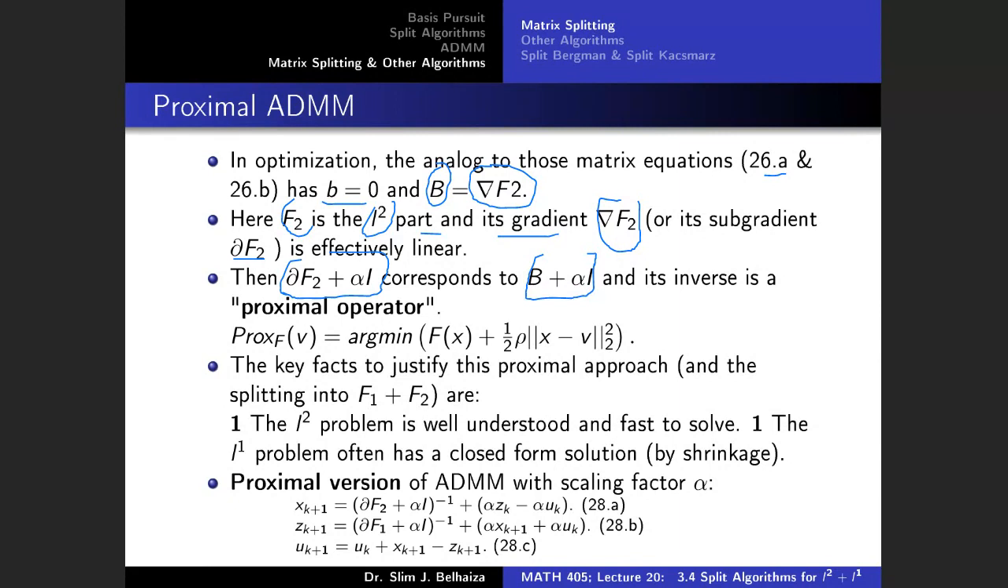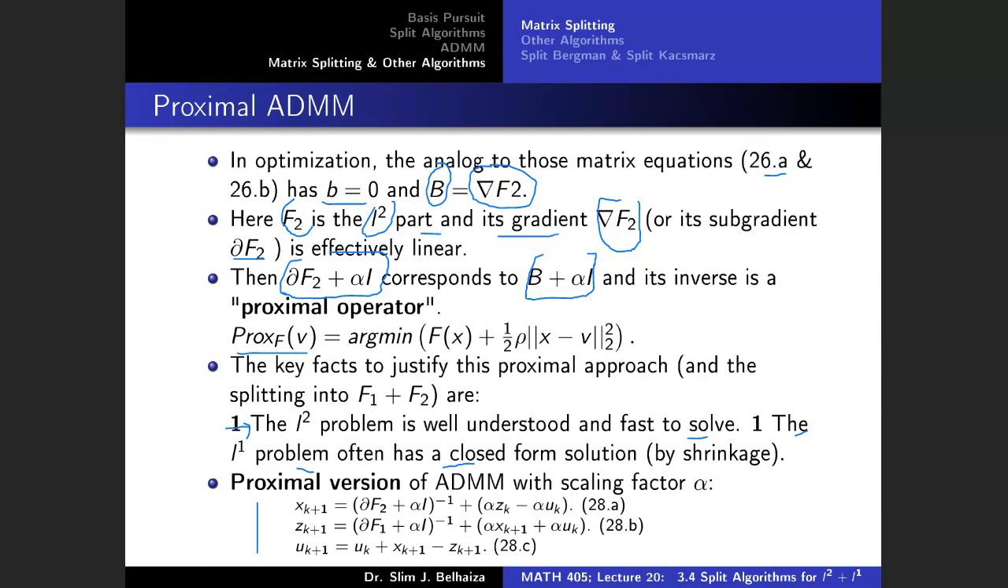So the proximal operator V is the argmin of f of x plus 1 half of rho times the L2 norm of x minus phi. Okay. So the key facts, in fact, to justify this proximal approach and the splitting in F1 plus F2 are that the L2 norm is well understood and fast to solve, and the L1 norm problem often has a closed form solution. What do you mean closed form solution? An analytical form solution instead of a numerical approximation, by shrinkage.